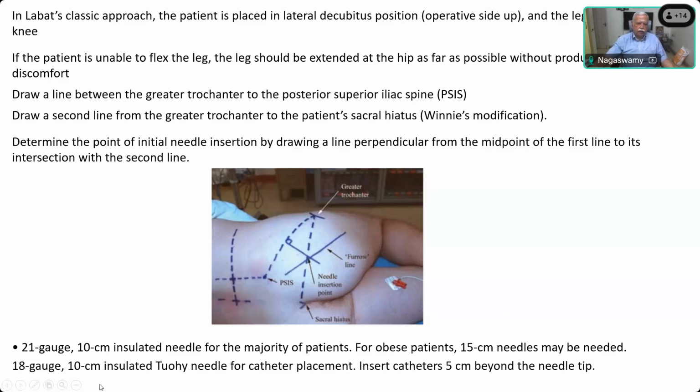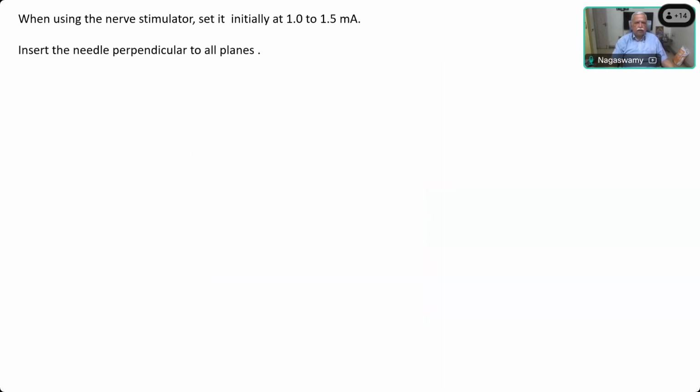Sometimes, if you want a continuous block, you can use an 18 gauge 10 centimeter insulated Tuohy needle for catheter placement. And we insert catheters 5 centimeters beyond the needle tip so that it will stay there without getting slipped out. And when you are using the stimulator, initially use a current strength of 1 to 1.5 milliamperes. Insert the needle perpendicular to all planes.